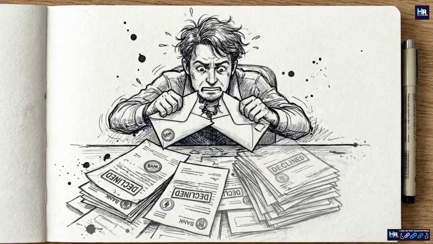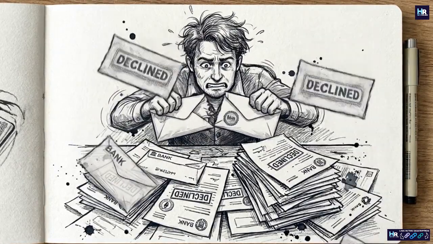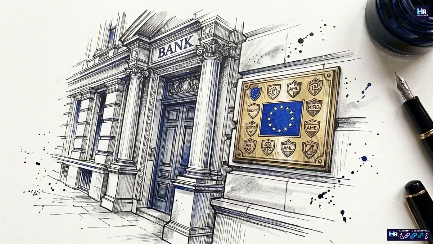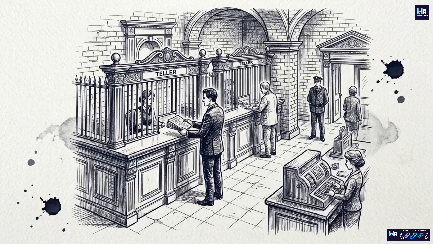Opening a traditional business bank account as a non-resident is easily the hardest part of running an Estonian company. Traditional Estonian banks operate under strict European anti-money laundering laws. They require proof that your business has strong local economic ties to Estonia, and they often demand that you visit a branch in person to open the account.